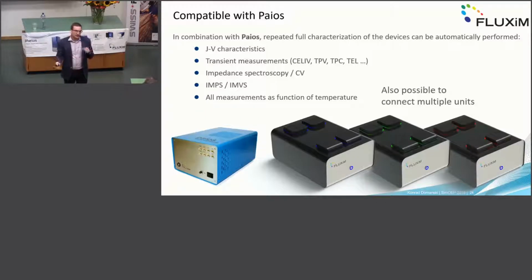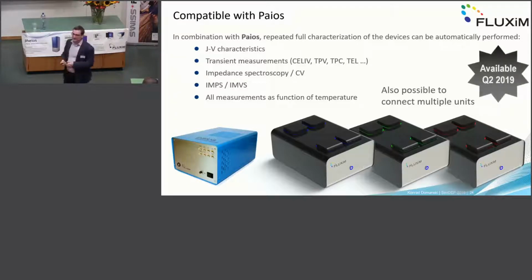For example, we can measure an impedance spectrum of each device every 20 minutes, or do a transient measurement every half hour, or whatever you want. And this way we can understand the degradation in much more detail than we would just by having a curve of efficiency versus time. So this instrument will be available in spring next year, and I'm very excited that it's coming soon.